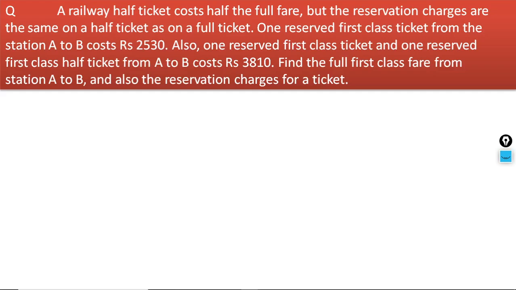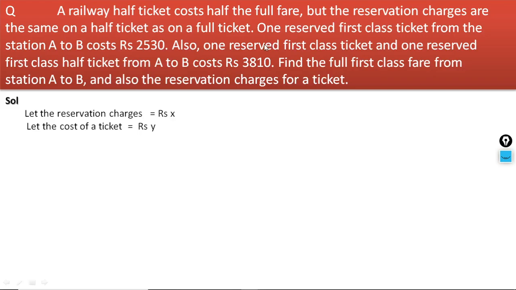Let us try another problem. A railway half ticket costs half the full fare, but the reservation charges are the same on a half ticket as on the full ticket. So here we are going to consider the reservation charges are fixed, supposed to be x, and the cost of a full ticket is rupees y.